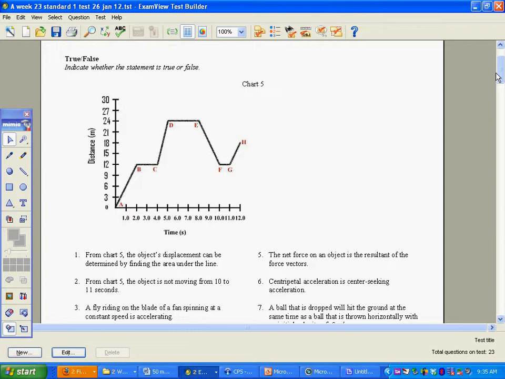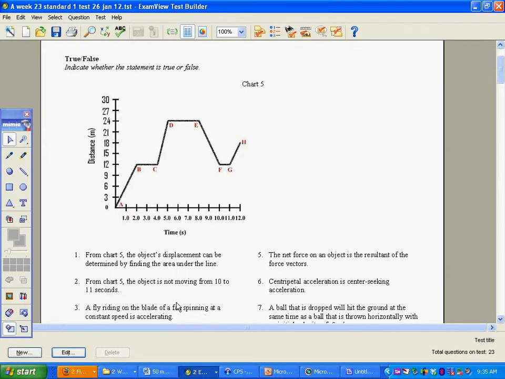Okay. True or false, can you determine the displacement under the area of a line here? False. Why can you not do that? Because this is a distance versus time graph. You would have to have a velocity versus time graph to find the displacement under a graph. Okay? So that one was false.